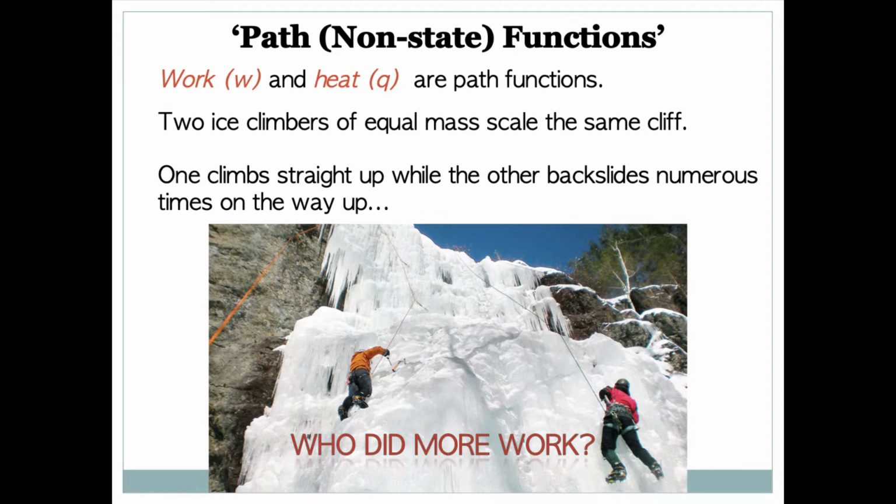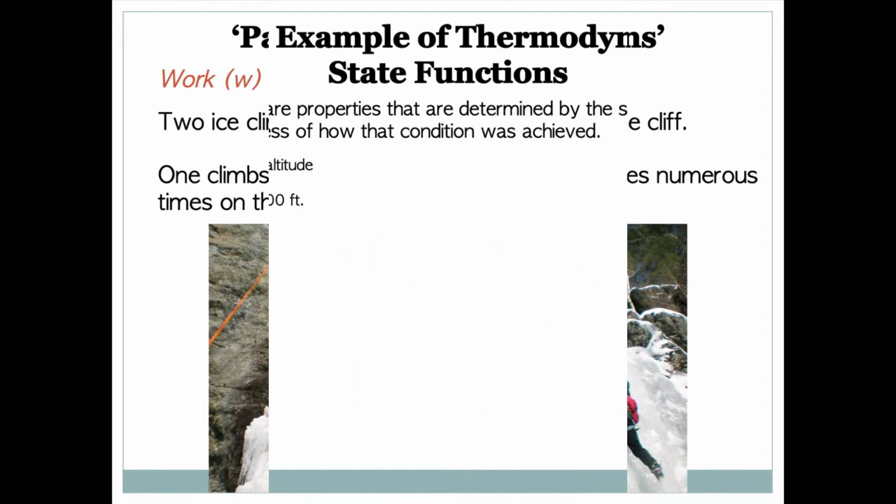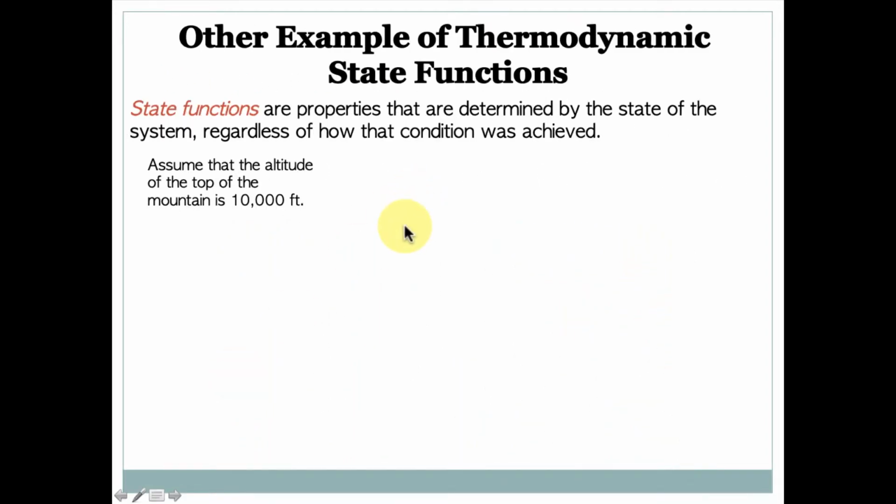But for this cliff, where the two ice climbers, one of them who just goes directly up and another who backslides a lot, they are going to have different amounts of work. And the work is a path function. So I'm going to go through a similar example of state function in this slide.